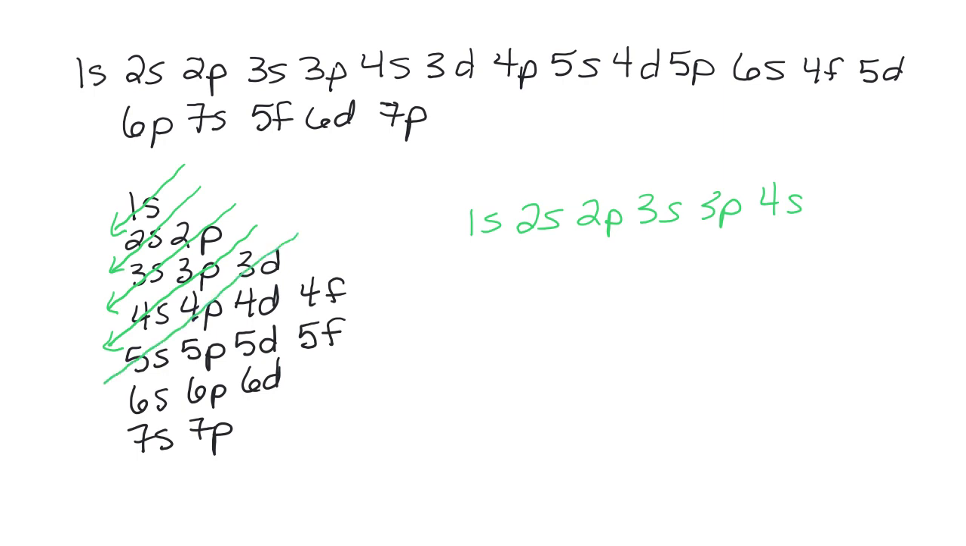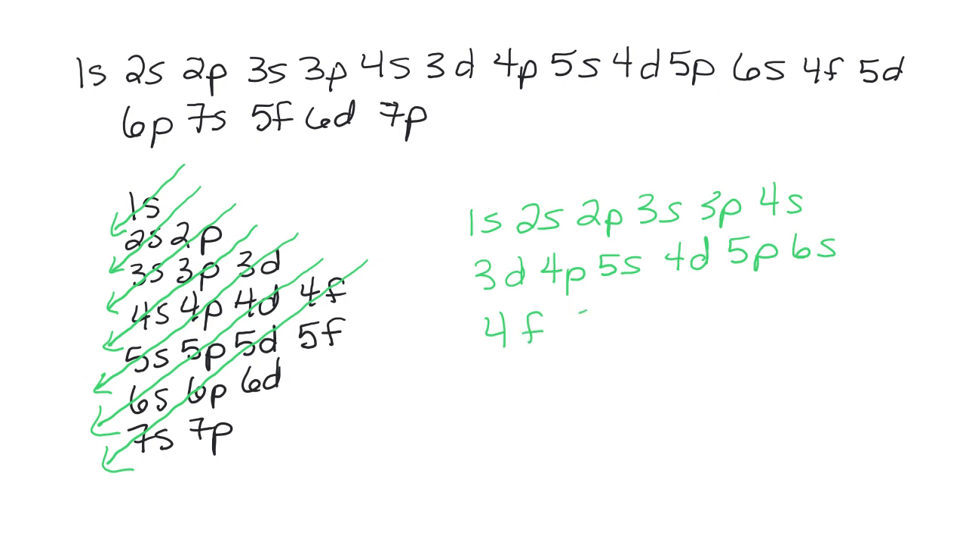Now my next diagonal line goes through the 3d, the 4p, and the 5s. Then my next diagonal line is the 4d, 5p, 6s. Then my next diagonal line is the 4f, 5d, 6p, and 7s. Then our next one is the 5f, 6d, and 7p. Now let's check it, make sure it matches up. 1s, 2s, 2p, 3s, 3p, 4s, 3d, 4p, 5s, 4d, 5p, 6s, 4f, 5d, 6p, 7s, 5f, 6d, 7p.